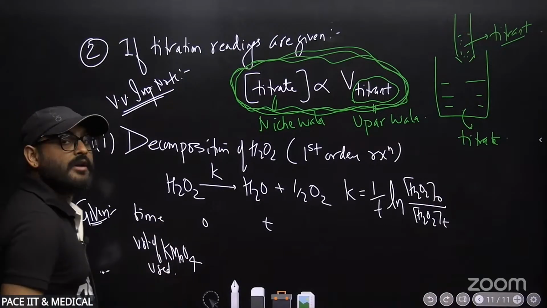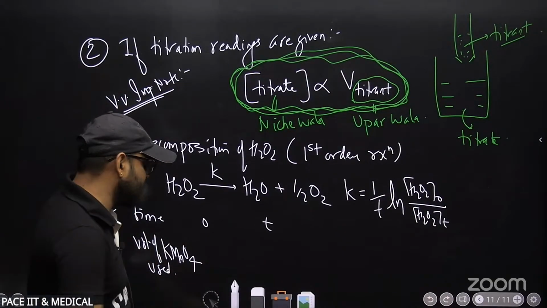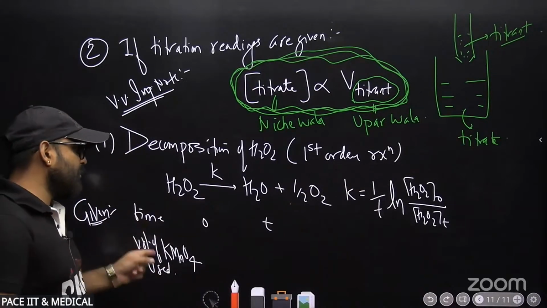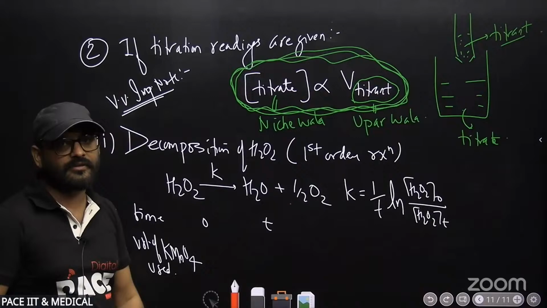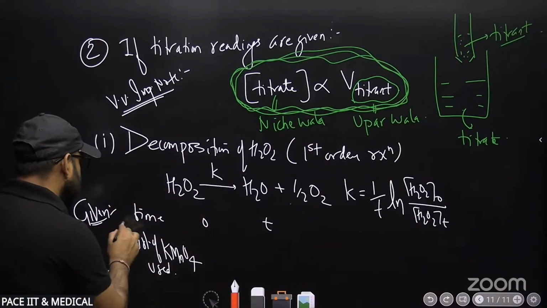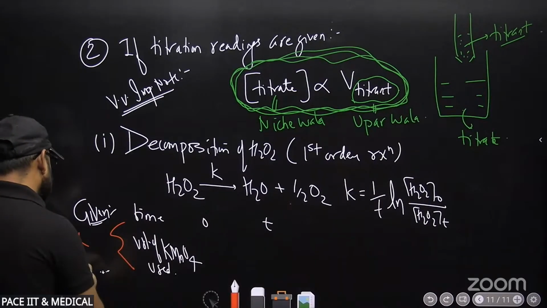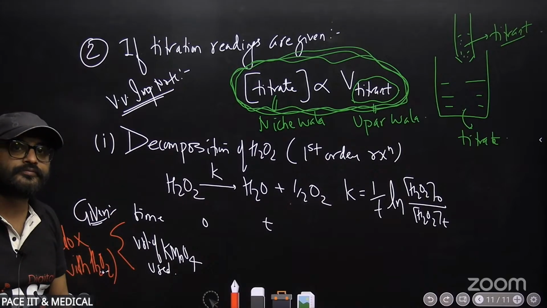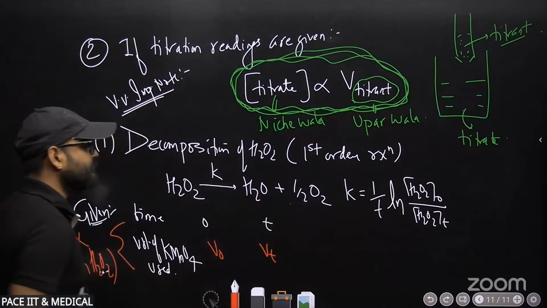You remember KMnO4? KMnO4 is a strong oxidizing agent. Which kind of titration is this? KMnO4 and H2O2 react, so a redox reaction will take place. KMnO4 will reduce and H2O2 will oxidize. Then this is a redox titration, with H2O2. And you are given data V0 and Vt.